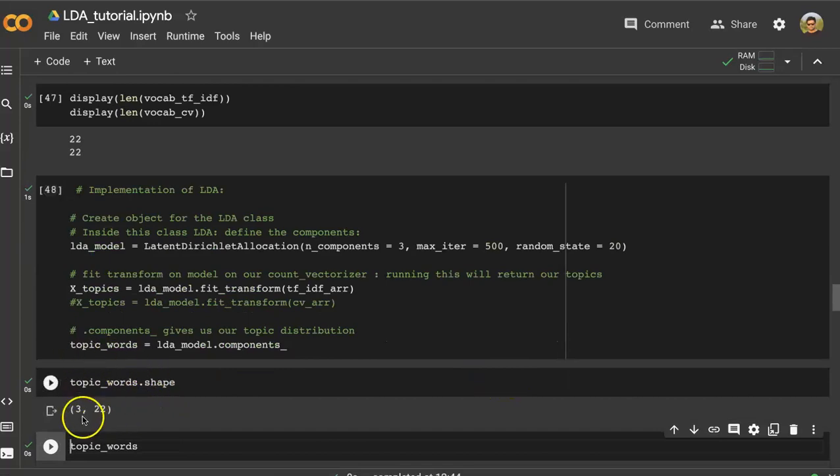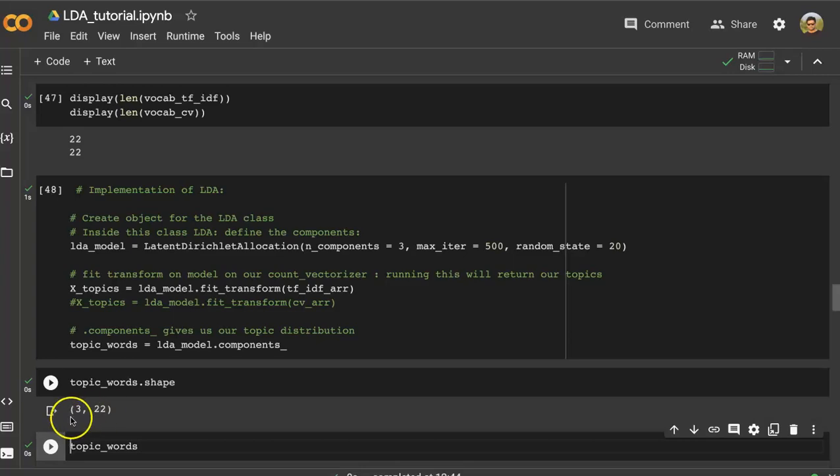Now if you see the shape of this, it is 3 cross 22. So what does this mean? There are 3 components, so basically there are 3 topics, and for each of these topics there is a distribution over words. If you remember, in our corpus there are 22 vocabs and 3 topics. So basically it represents, for each of these topics, the probability that a word belongs to that topic.